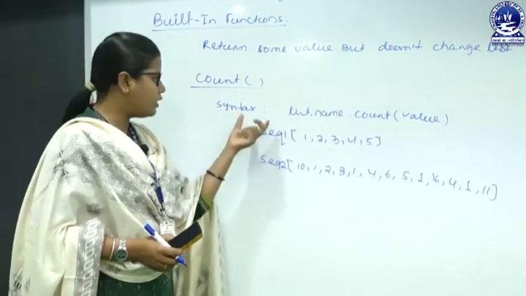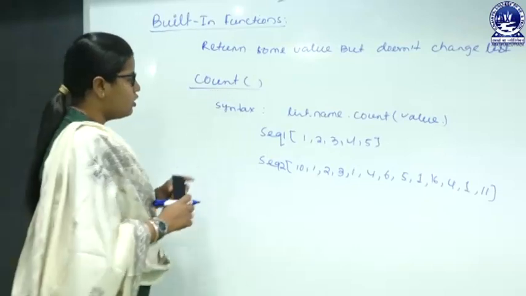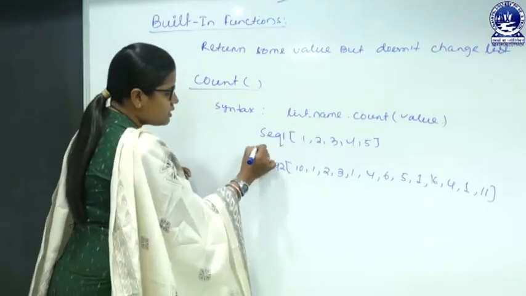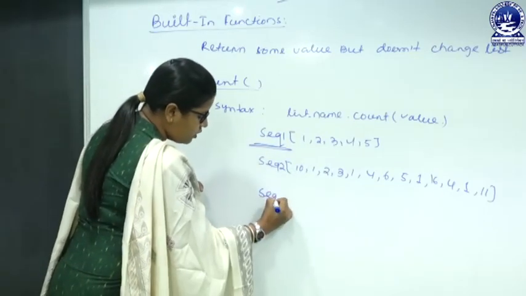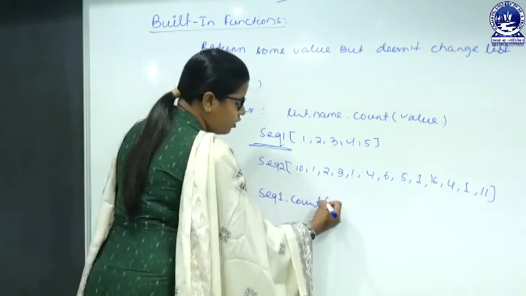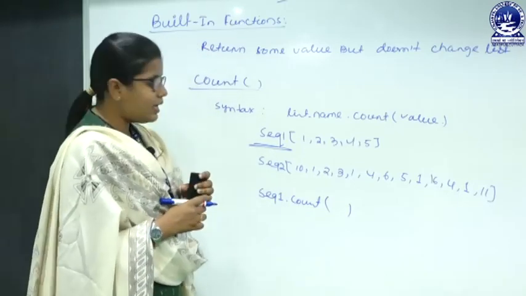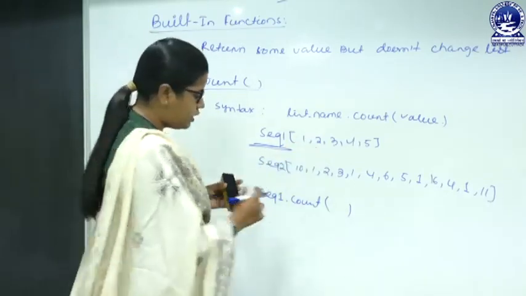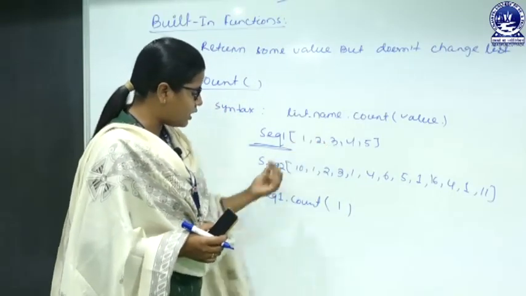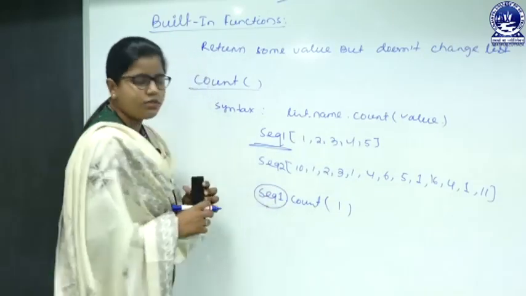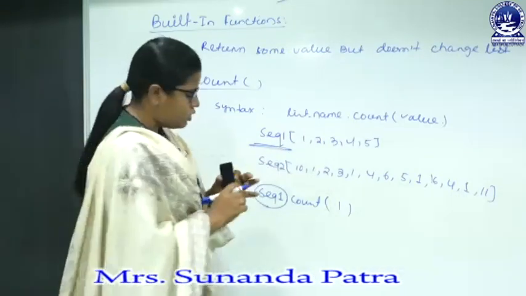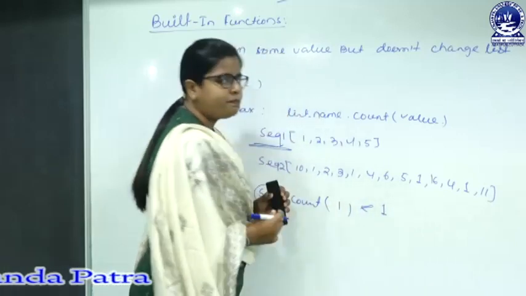So let us see how to use the count built-in function. According to the syntax, first we have to mention the list name. Suppose here I am taking sequence 1. So sequence 1 dot count. Suppose I want to return the occurrence of 1 from sequence 1. So here I am taking 1. This will check how many times 1 occurs in the list named sequence 1. In sequence 1, the occurrence of 1 is only once. So this will return 1.